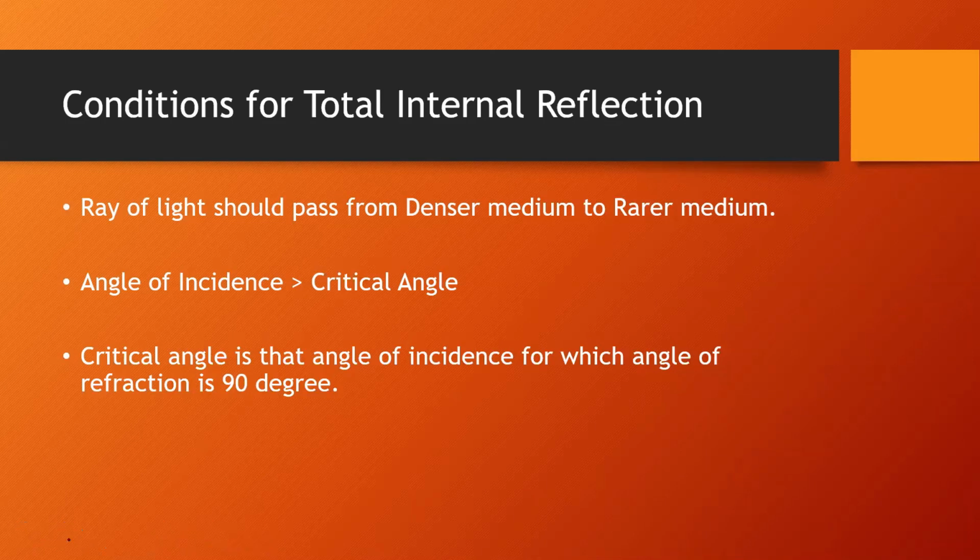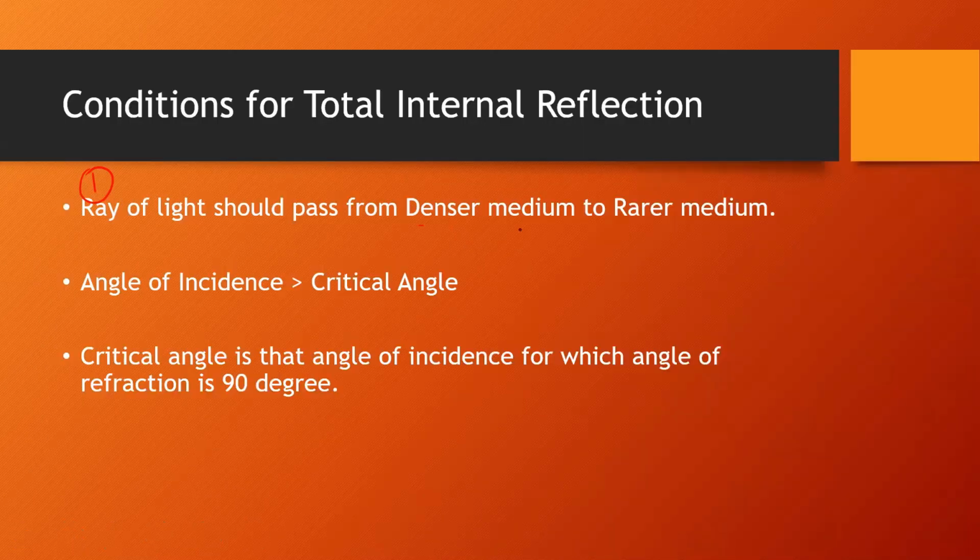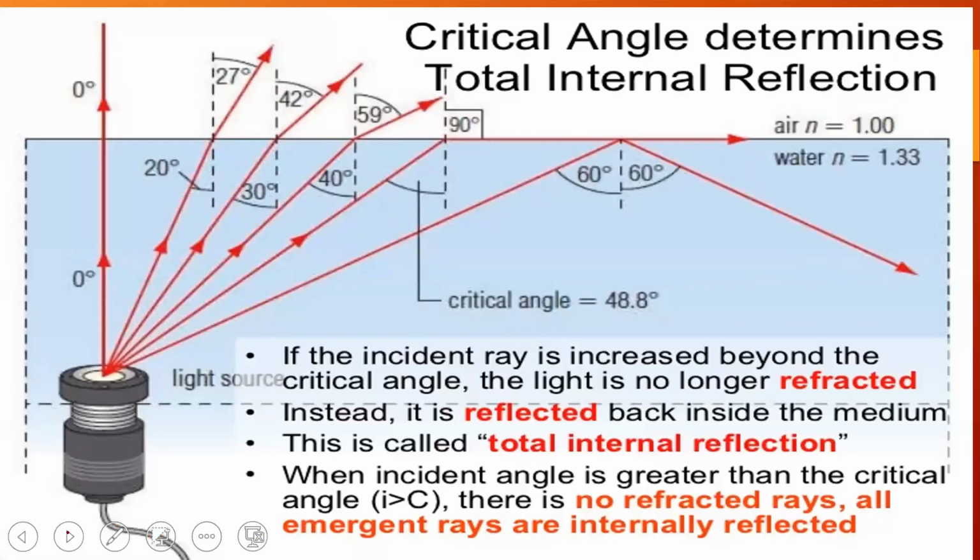Very important, what are the conditions under which total internal reflection will take place? Number one, the ray of light should always pass from a denser medium to a rarer medium. Then only total internal reflection is possible. Another important thing, your angle of incidence should be greater than the critical angle. When the angle of incidence becomes greater than the critical angle, then partial reflection will stop and total internal reflection will start. What is the critical angle? It is that angle of incidence for which the angle of refraction is 90 degrees.